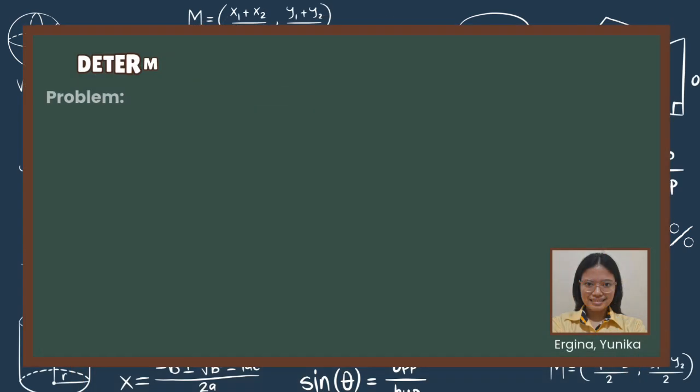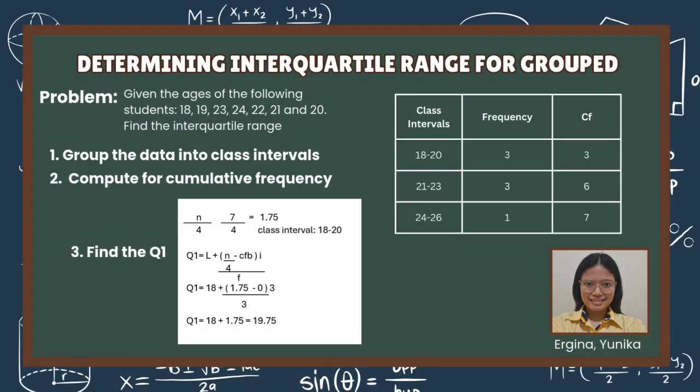Hello, this is Unica again, and this time I am going to discuss briefly how to determine the interquartile range for grouped data. Our problem is: given the ages of the following students, 18, 19, 23, 24, 22, 21, and 20, find the interquartile range for grouped data.